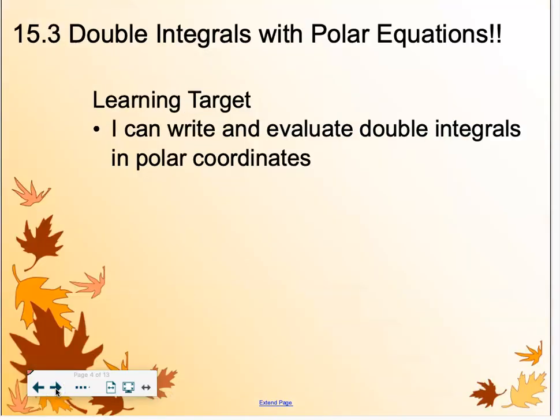All right, so today we are doing double integrals with polar coordinates. We're going to find area, we're going to find volume, we're going to do all kinds of fun stuff, all with polar.